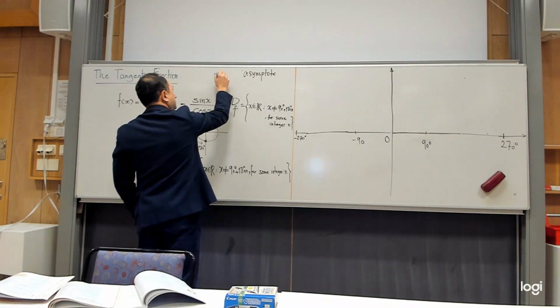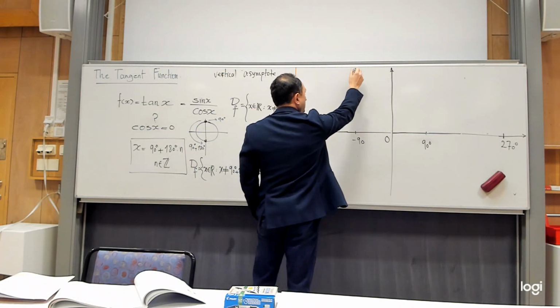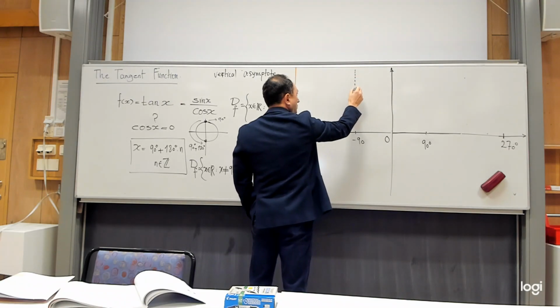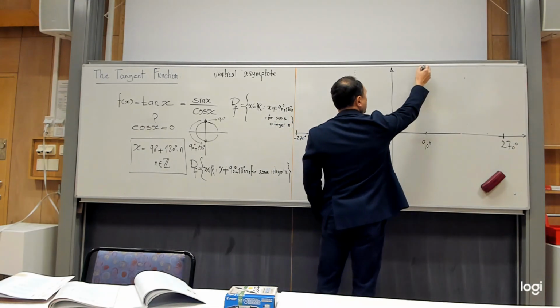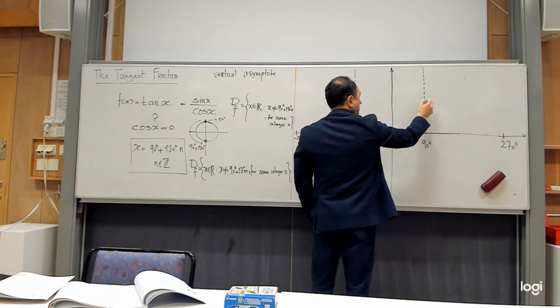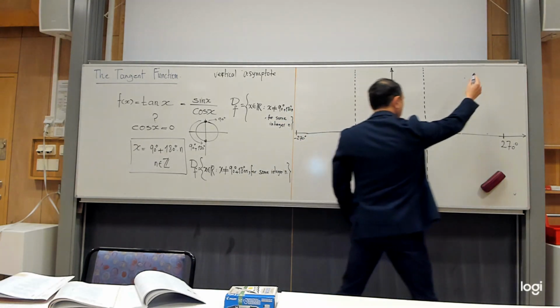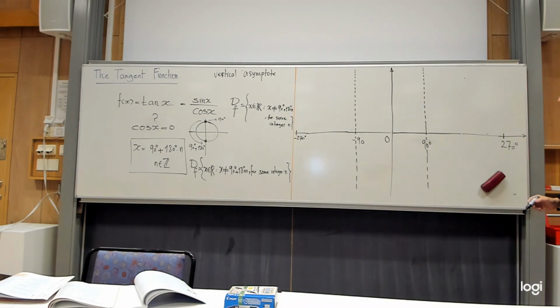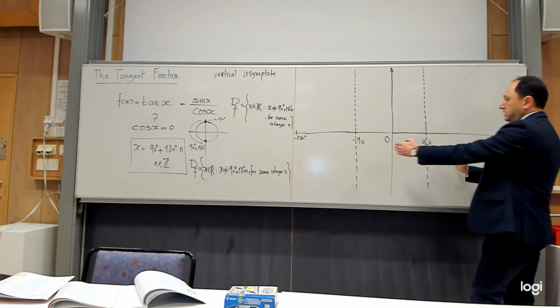Vertical asymptote. So it means that on these vertical lines, don't look for the graph of tangent. You will not find even a single point. Okay? And then on this one as well. Let me ask you, do you think we need to consider the whole picture here, or is this part enough?